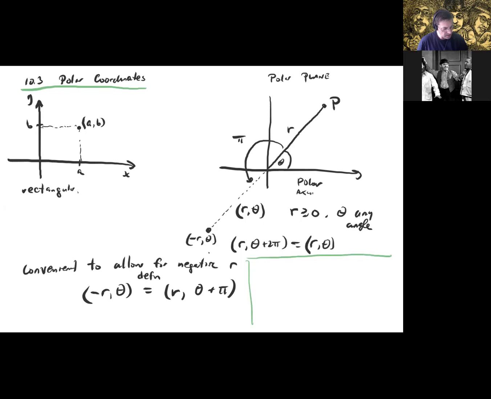Okay, so let's do an example. What about the point 1 comma pi over 2? What is that in polar coordinates? Well, that is the point that is distance 1 to the origin and makes an angle of pi over 2 with respect to the polar axis. So that's this point here. This is 1, pi over 2. In other words, 1, pi over 2 in polar is equal to the point 0, 1 in rectangular.